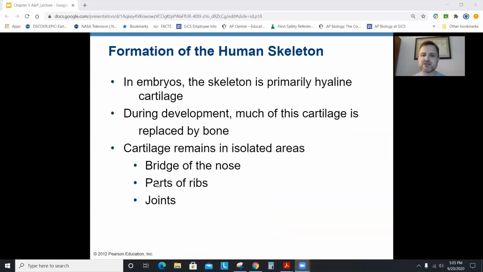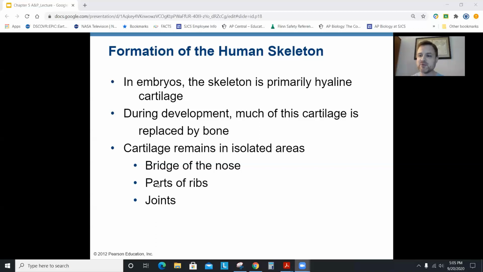So the way your skeleton grows: when you are an embryo, your skeleton's mainly cartilage, mainly hyaline cartilage, because you're growing and cartilage is more flexible. During development, most of that cartilage is replaced by bone. When a baby is first born, parts of the skull, well, in the second video we'll talk about this, are still cartilage, which is why you have the soft spots in a baby's head.